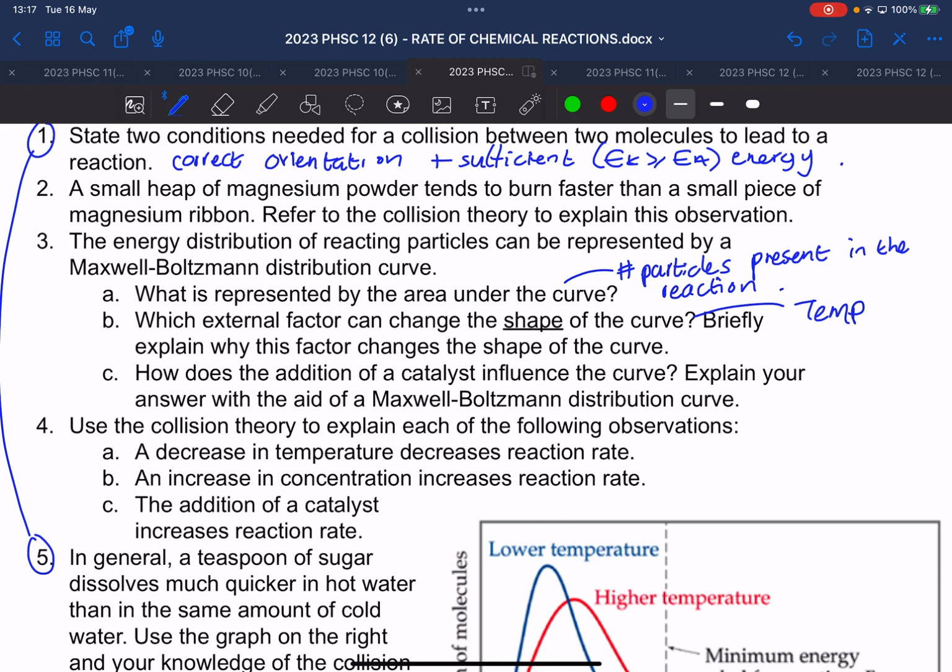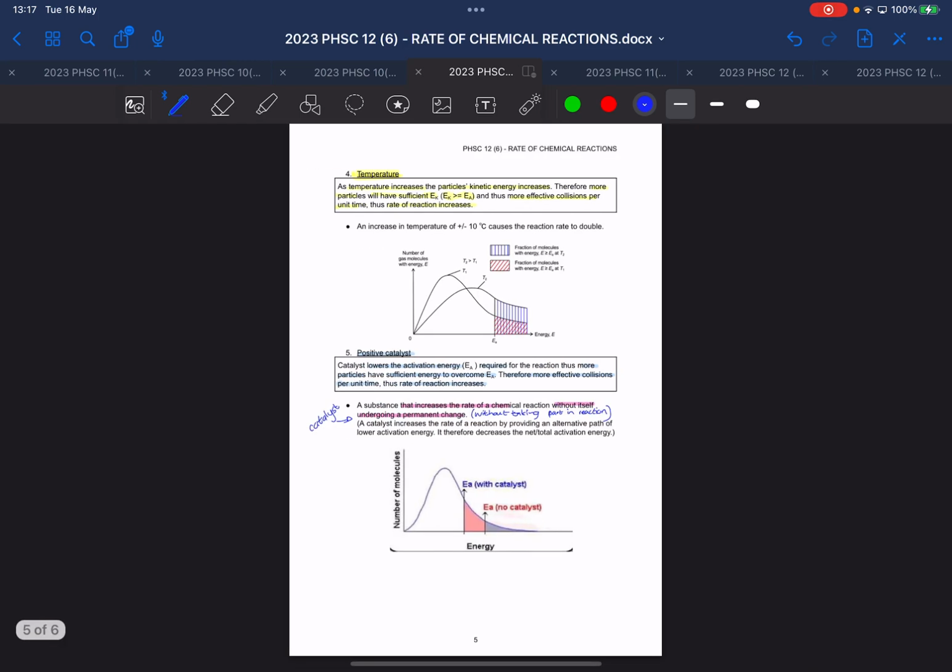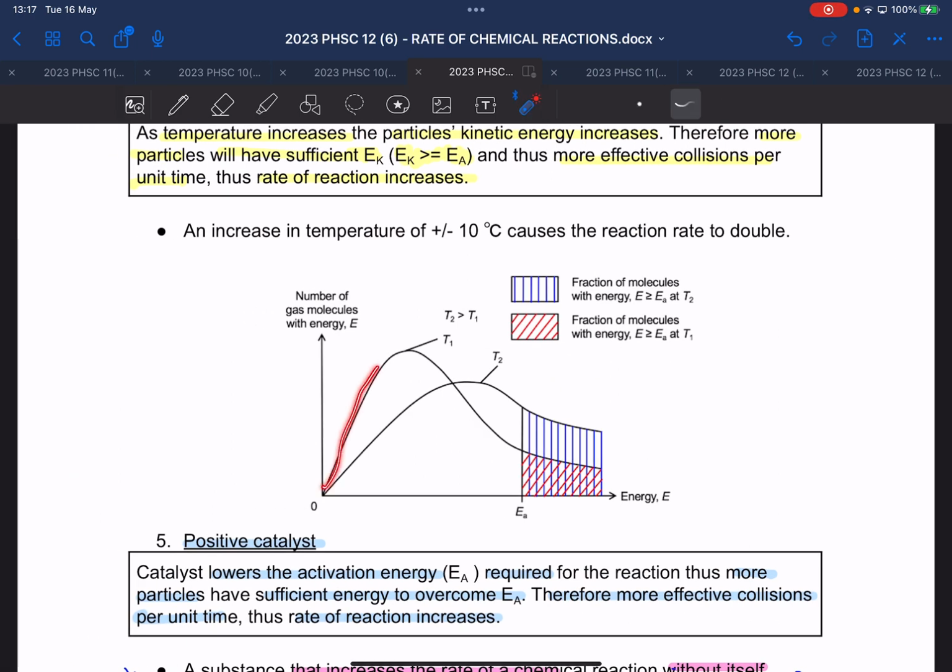Why does it change the curve? I don't know why, but all I know is that when it is at a lower temperature, and when it's at a higher temperature. Okay, so let's look at that again. So when it is at a lower temperature, it's higher up, more particles don't have sufficient kinetic energy. And when it's at a warmer temperature, it shifts to the right. So the whole thing flattens down a bit and it shifts to the right like that.